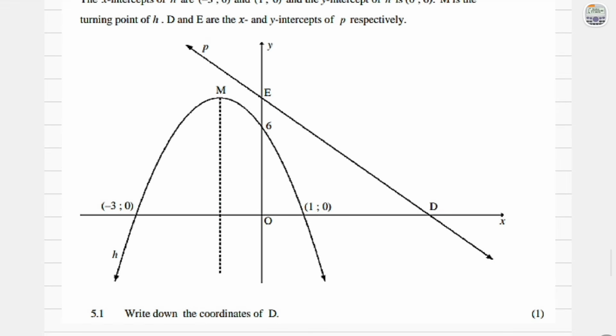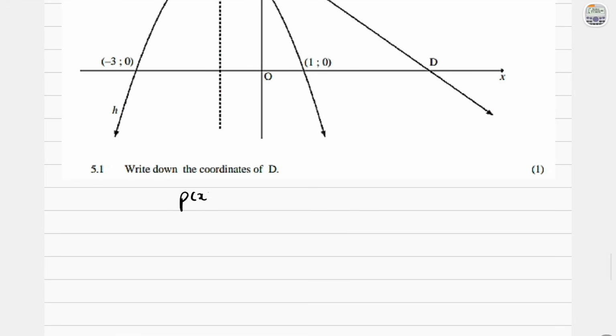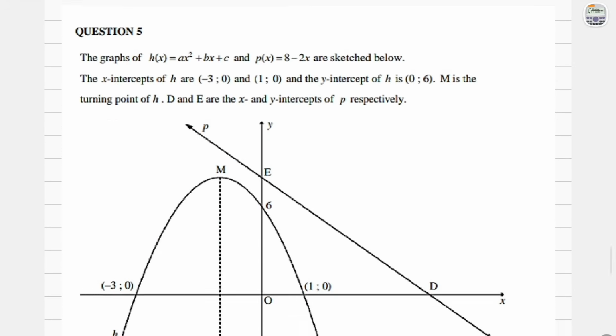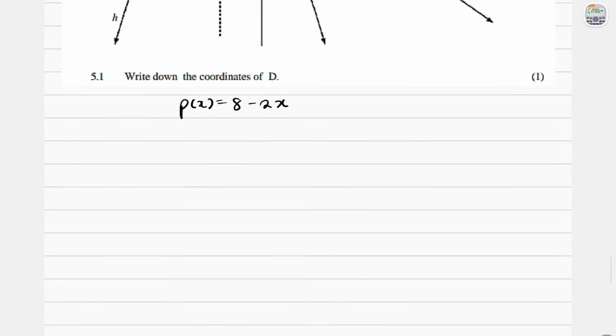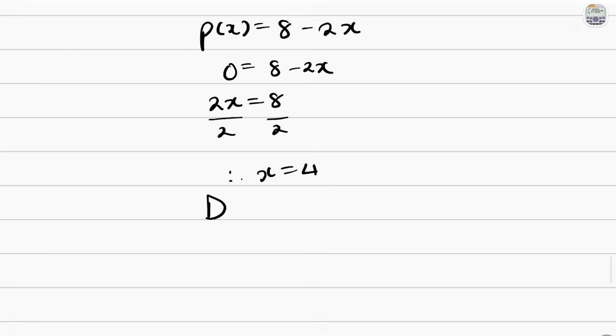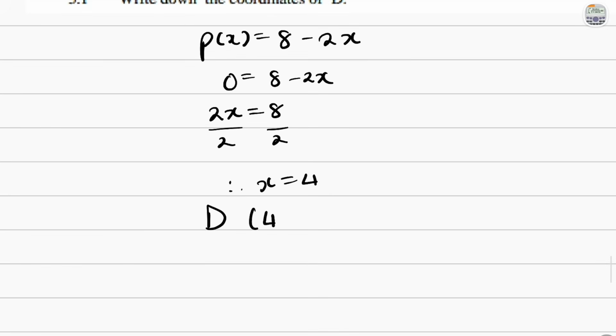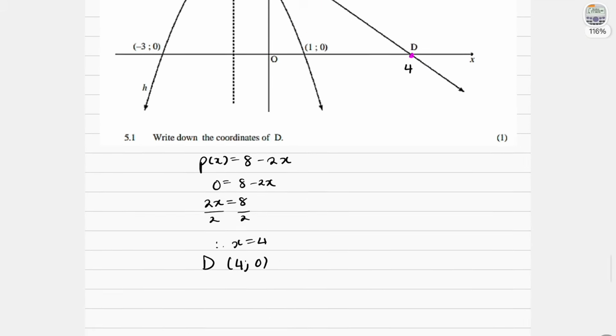So that is the x-intercept of the graph of P. So we have the full equation of P of x. P of x is equal to 8 minus 2x. And D, as we can see, is the x-intercept. This is the point where y is equal to 0. So just make y equal to 0. And we have 8 minus 2x. Transpose this to make it positive. So it's 8. Divide both hand sides by 2. And therefore, x is equal to 4. So the coordinates of D, they ask for coordinates, that is going to be 4 and 0. And you can just put that down. That's 4 over there. So that is our answer.